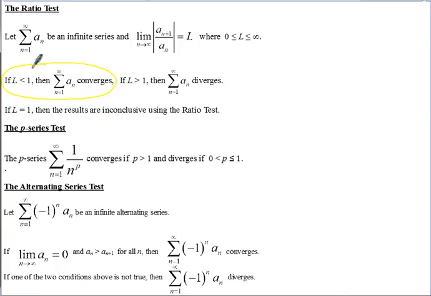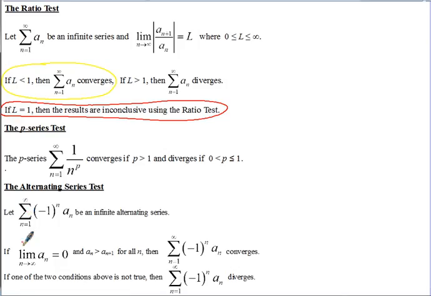And then we'll be using tests like the p-series test and alternating series test at the endpoints to determine if it converges at the endpoints, if they should be parentheses or brackets. Because when L equals 1, using the ratio test, the results are inconclusive. So it doesn't tell us whether it converges or diverges when the limit is 1, and that's where the p-series and alternating series will help us out.